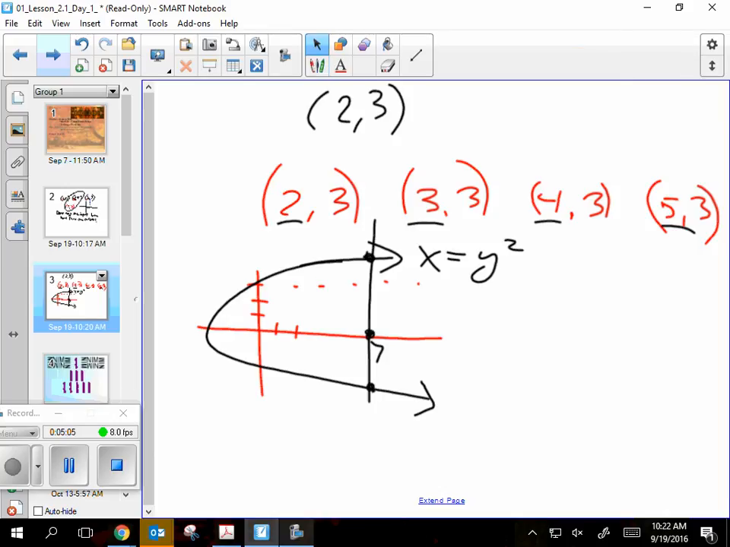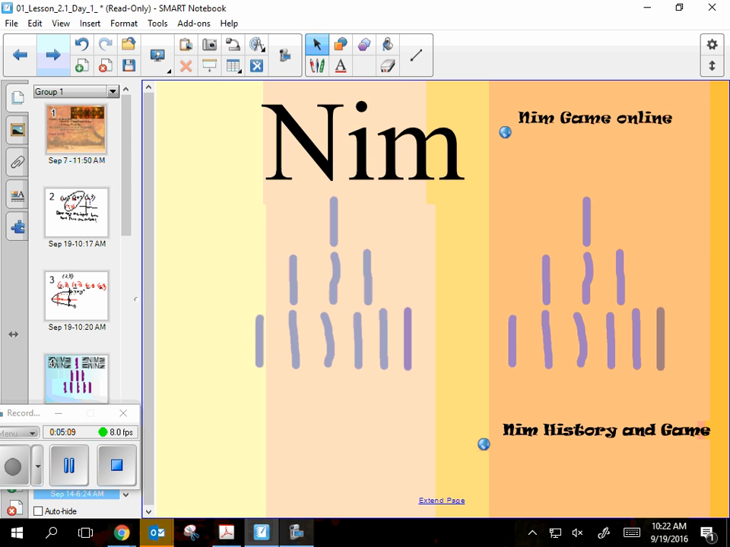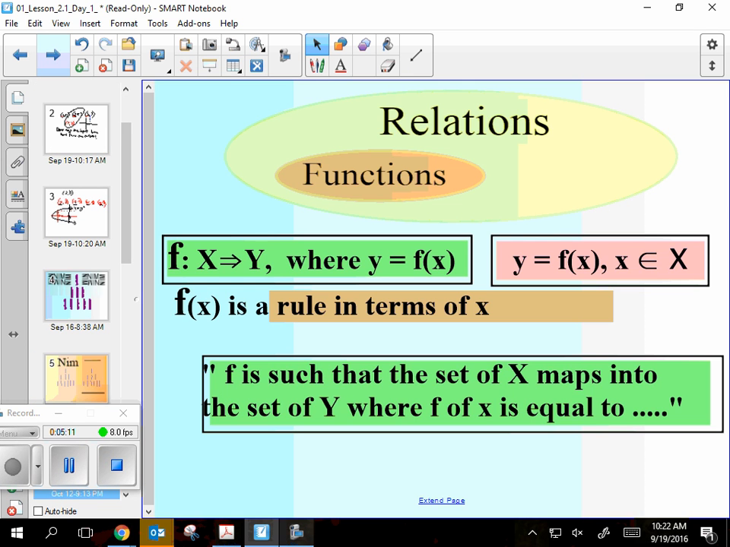Still a relationship between numbers. It's a relation. All right, moving on to this page. That is just a fun little game called NIM, but I don't have time to play NIM with you today. We got too much to do. I'll show you NIM some other day when we got an easy day.